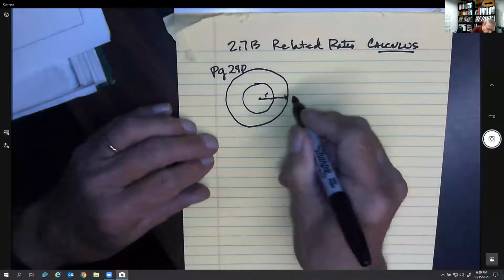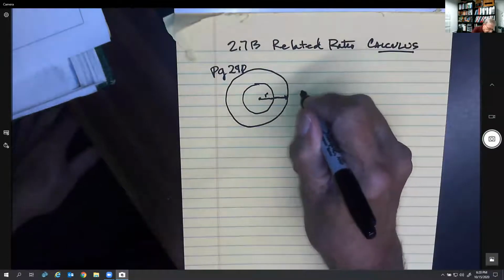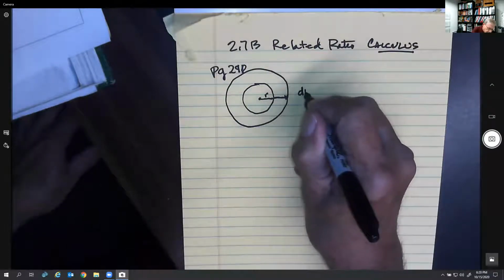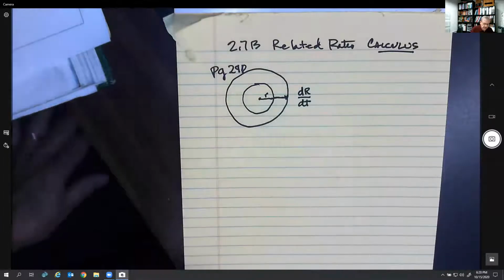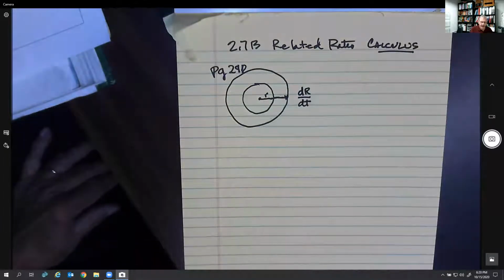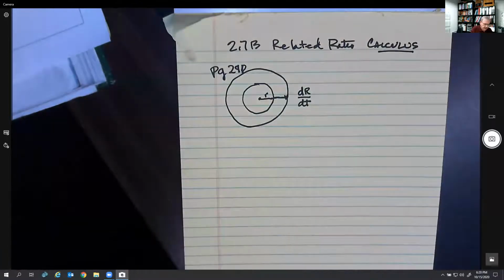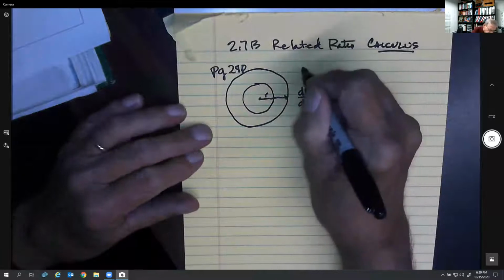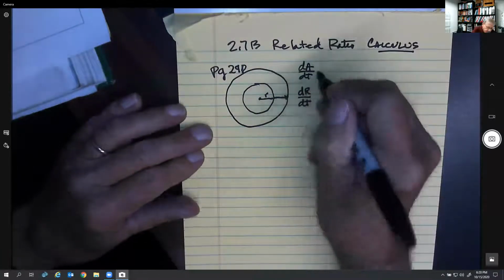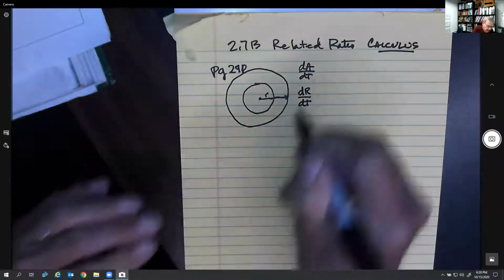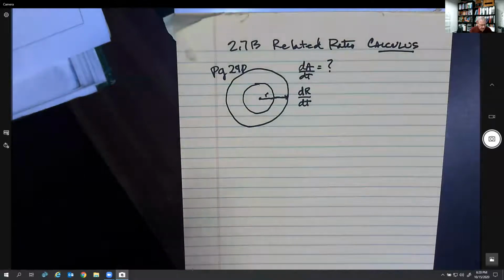When we show an increase in the radius, we're going to write that as the change in the radius as compared to time, dr over dt. That's how fast the radius is growing. And how fast the area is growing is dA over dt. That's what we're trying to find out. How fast is this area increasing?